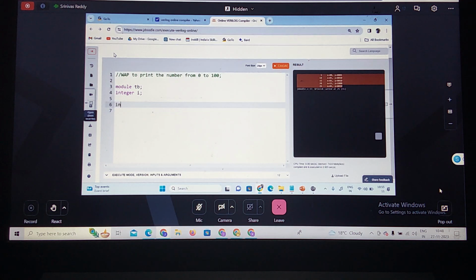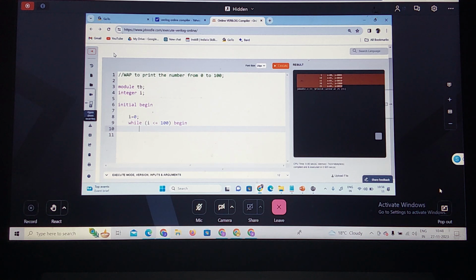Initial begin. Procedural block, initial begin. The syntax: first I'm initializing i to 0. Then what is the condition of the while? I should write inside the parenthesis. The condition is i is less than or equal to, right? If there are multiple statements, I should go with what? Begin and end.